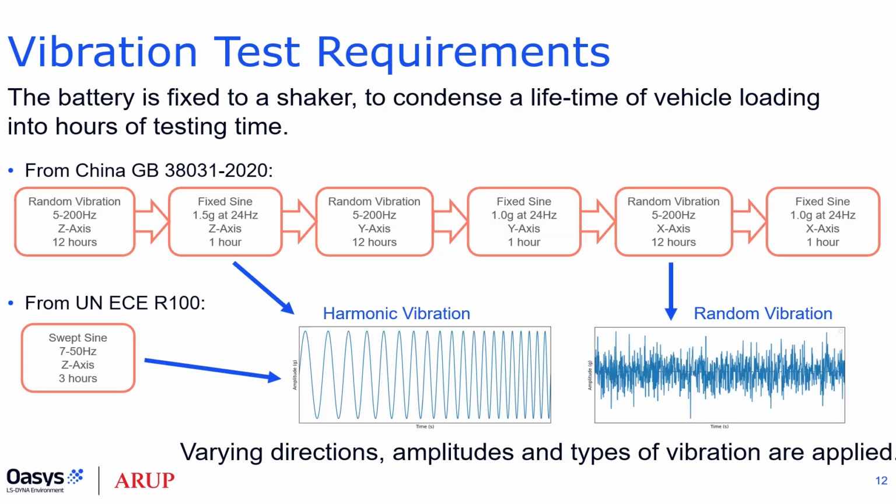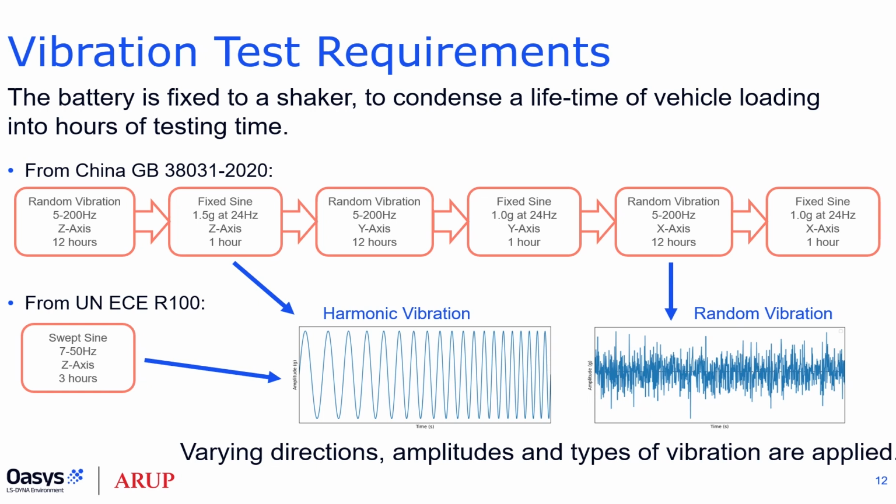So let's start by looking at the vibration tests. In these tests, the battery is attached to a shaker table and shaken for a number of hours to simulate the lifetime of vibration that it might encounter on the road. The amplitude of the shaking is quite severe, around 1G, but not as high as the shock load case we just looked at. And depending on the regulation in question, the type of vibration applied could be harmonic or random.